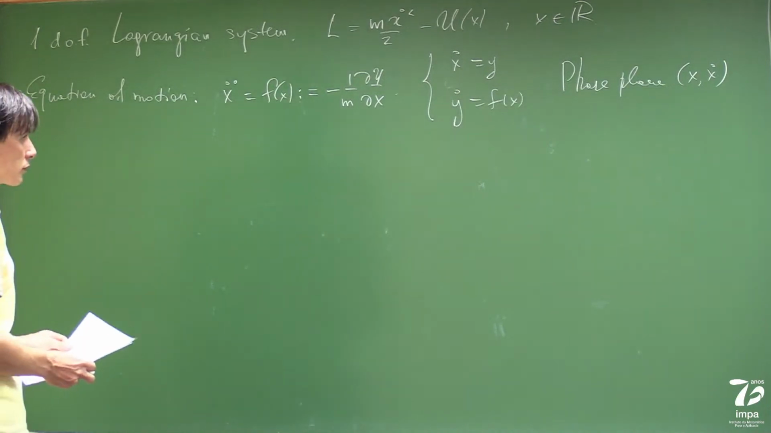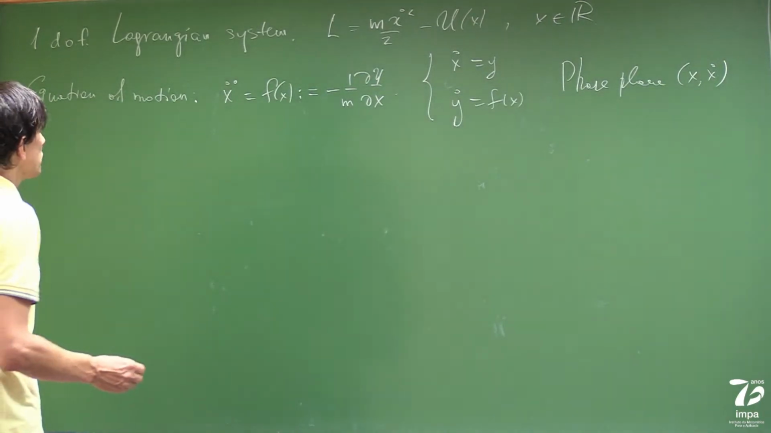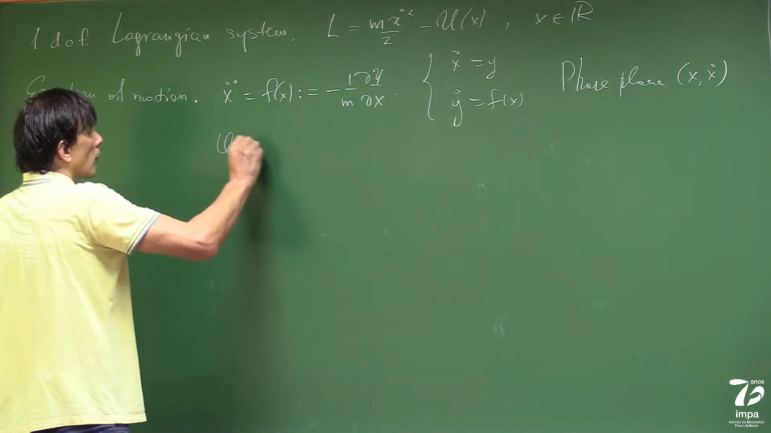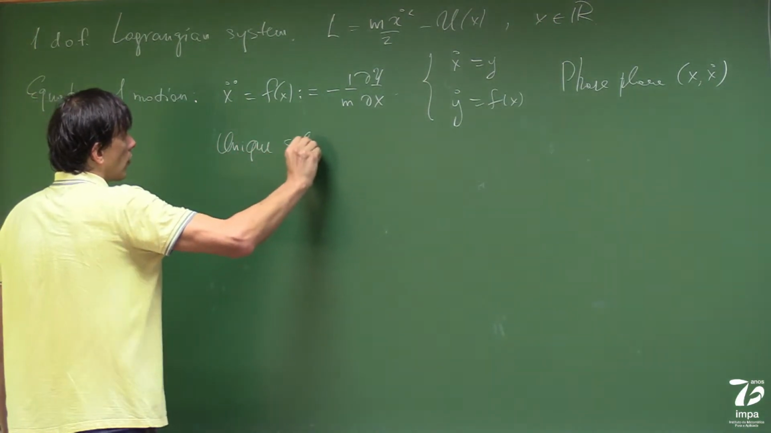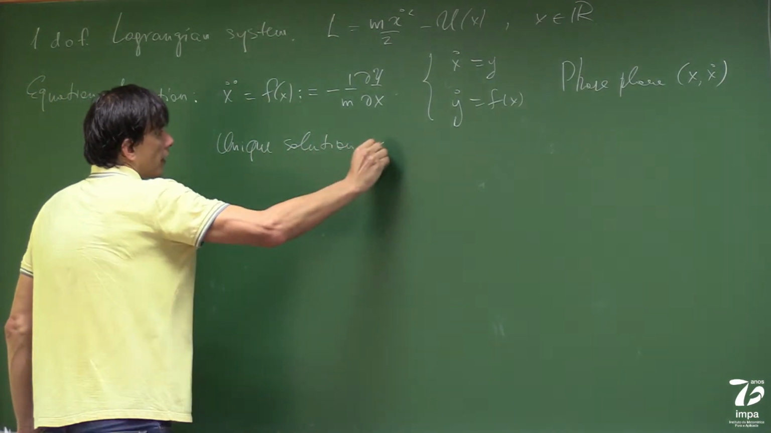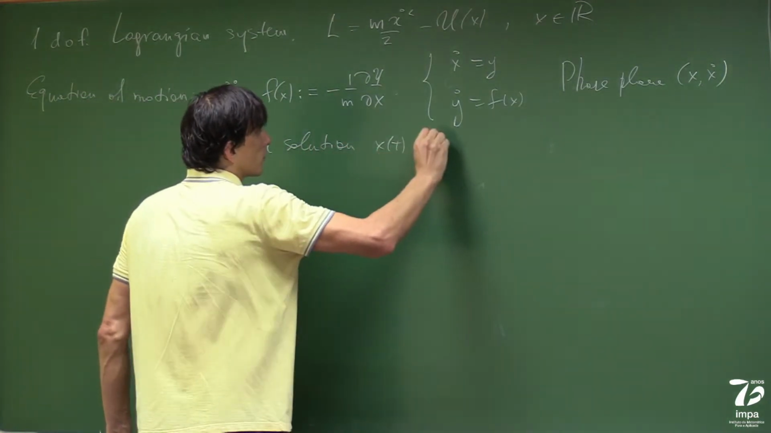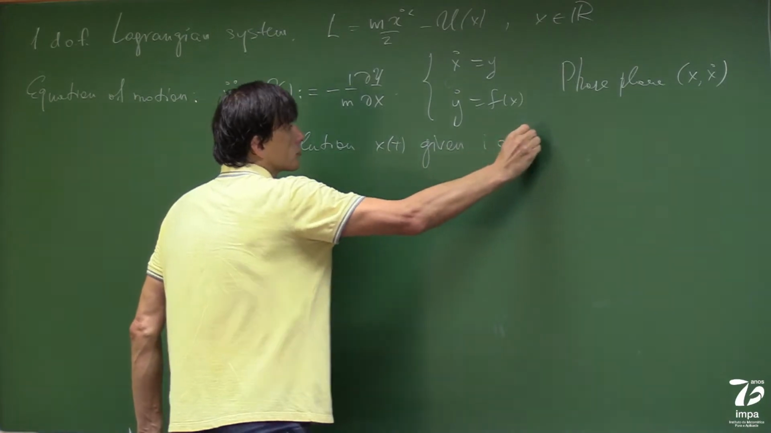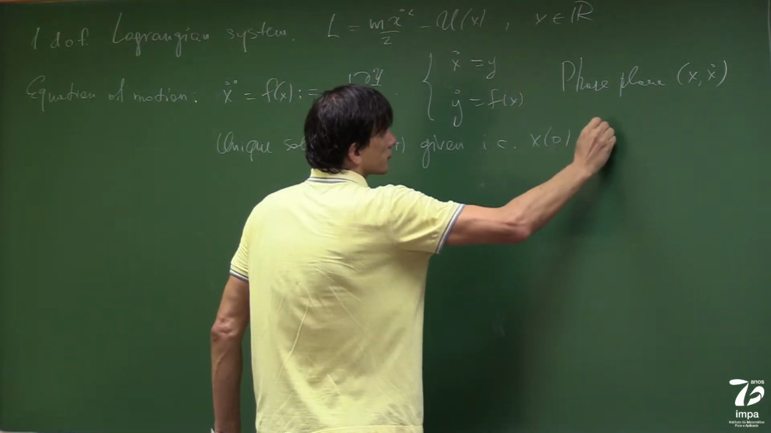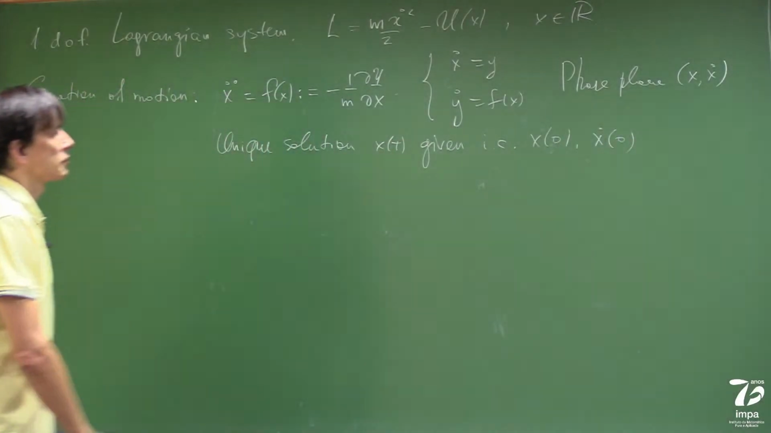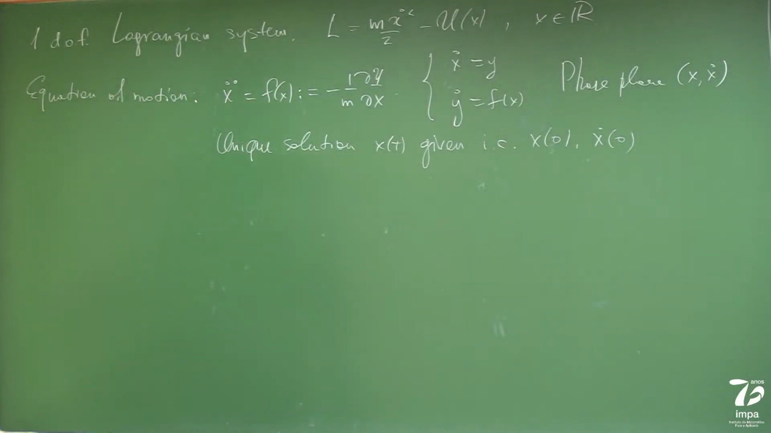Also what we found is that this gives you a unique solution x of t given initial conditions at some initial time, let's say time 0. So given the initial position and the initial speed, you have a unique solution, at least at nearby times.